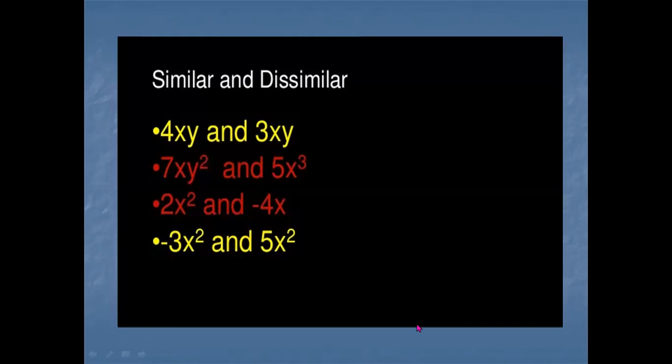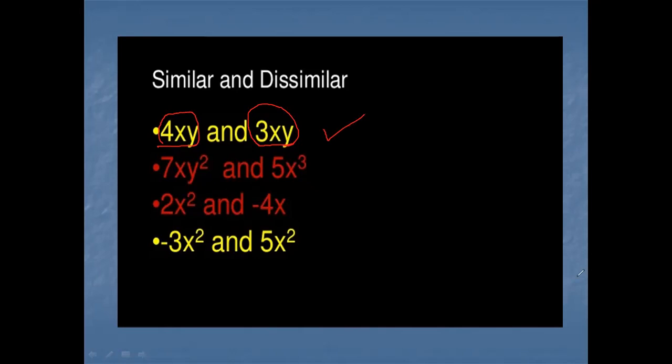Now, similar or dissimilar terms. As you can see in here, Odi, 4xy and 3xy, similar or dissimilar? Similar. Okay, very good. Similar, because they have the same variables and the same power.